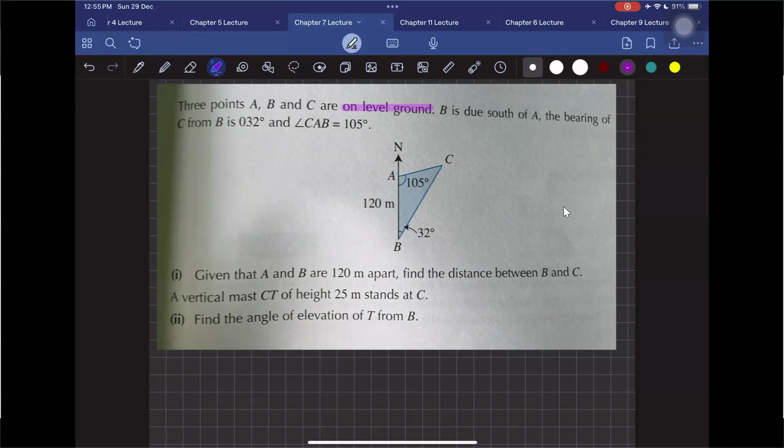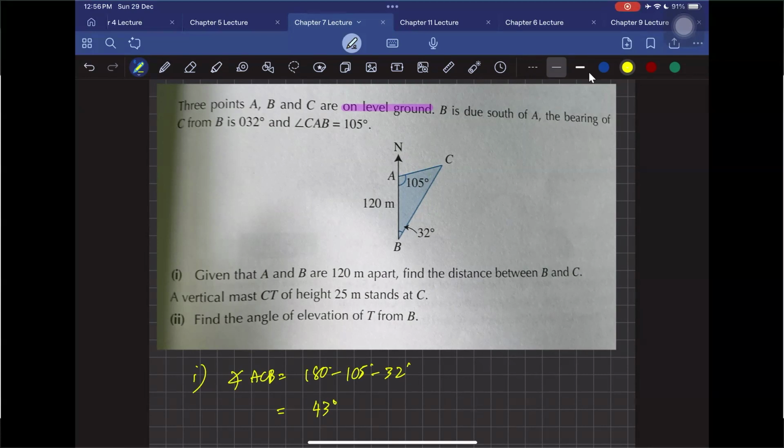So it's not a right angle triangle, so you can't use Pythagoras or Trigo. You've got to use either sine or cosine rule. You're given two angles and one side, so you should be able to use your sine rule. It's easier. So you can find angle ACB: 180 minus 105 minus 32. Okay. So this is 43 degrees. So once you find that out, you can use your sine rule.